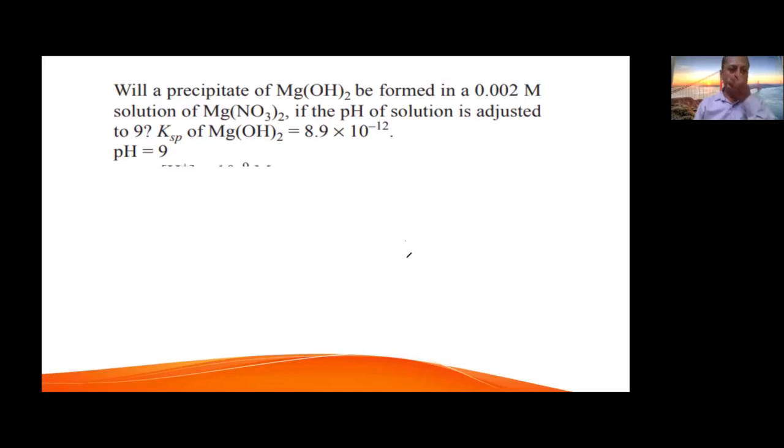Here you are given a precipitate formed that appears to be the same, but it is not. Here it is related with pH equal to 9. So from the pH equal to 9, you have to calculate the OH minus concentration, and from here you have to relate the magnesium concentration. That is the hint. You can try.